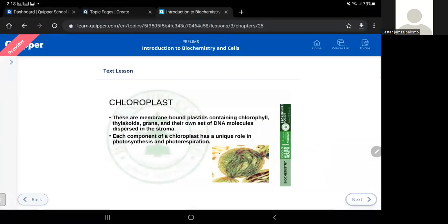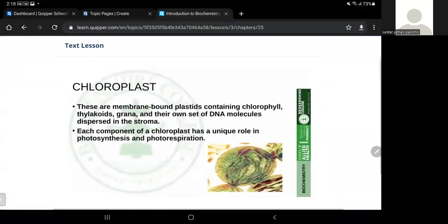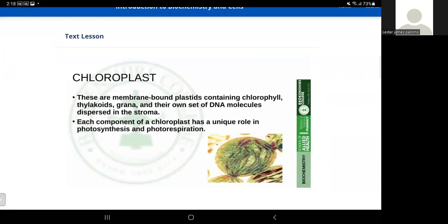Then we have the chloroplast. So these are membrane bound. Again, it is membranous, no? Membrane bound plastids containing chlorophyll. Of course, we have the thylakoid layer, wherein the chlorophyll is inside. Then grana, and their own set of DNA molecules dispersed in the stroma. So each component of the chloroplast has a unique role in photosynthesis, of course, and photorespiration, or shall we say exchange of gases in plants.